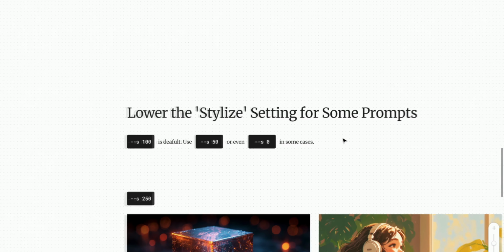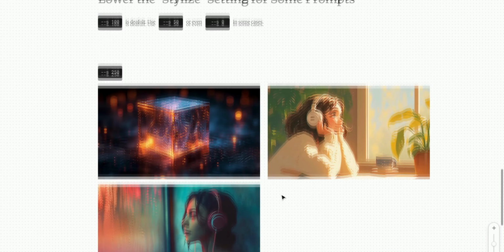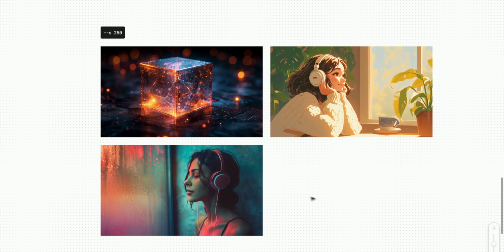2. Lower the stylized setting for some prompts. The stylized setting determines how much of Midjourney's interpretation of beauty is reflected in the final image. Even the default setting of 100 often produces very average results. Similar to clip art and stock photos, increasing it leads to uninteresting outcomes.